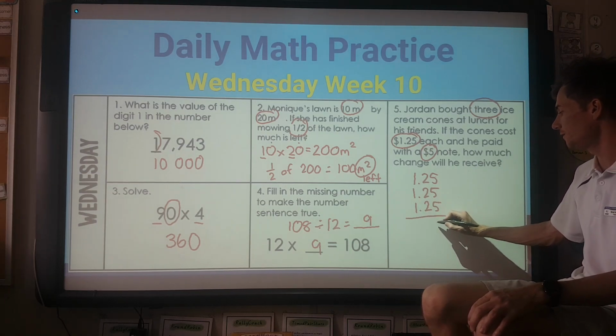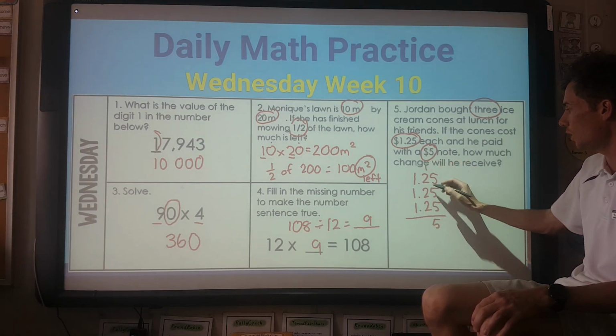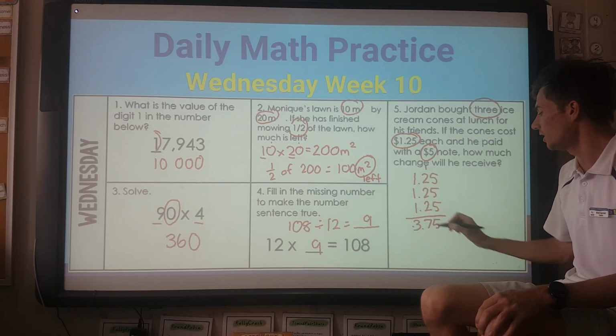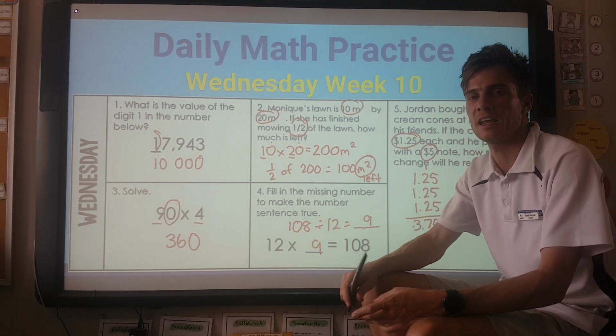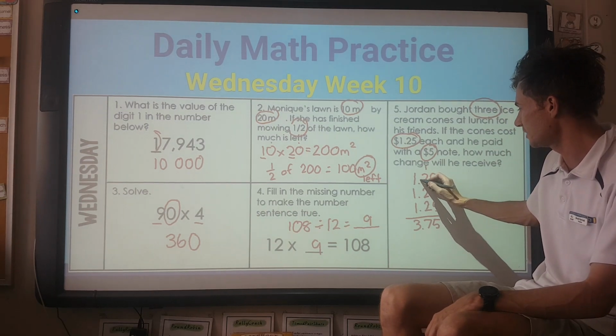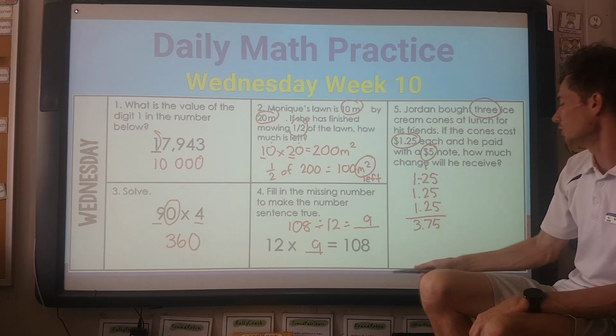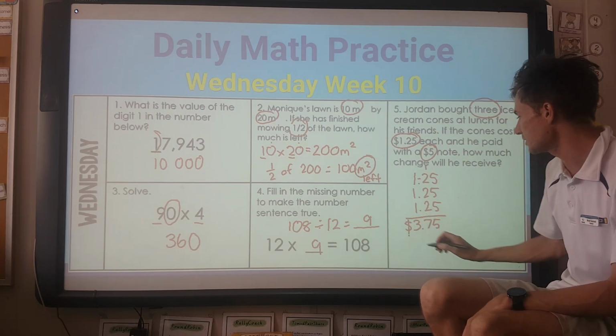Okay, so 5, 10, 15, put down the 5, trade the 1, 2, 4, 6, 7, and 1, 2, 3. The only important thing when we're adding money or when we're adding up decimals is that we keep our places lined up and then we keep our decimal points lined up. So Jordan's paid $3.75 for his ice creams.